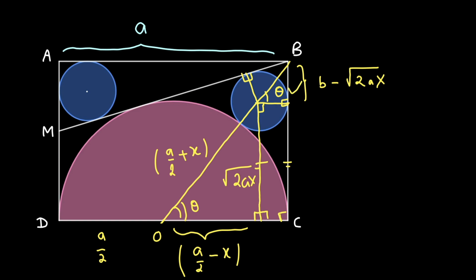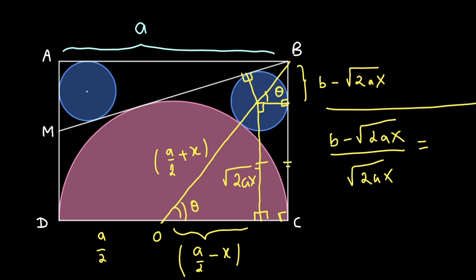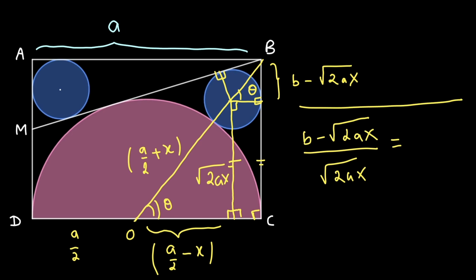Height of this right angle triangle upon the height of this right angle triangle equals base of this right angle triangle upon the base of this right angle triangle. So let us note down that thing. So b minus square root of 2ax, that is the height of the upper right angle triangle, upon the height of the bottom one, that is square root of 2ax. This thing would be equal to the ratio of their bases. So the base of this upper right angle triangle is ultimately the radius of the blue circle that has a value x, divided by the base of the bottom right angle triangle, that is a upon 2 minus x.